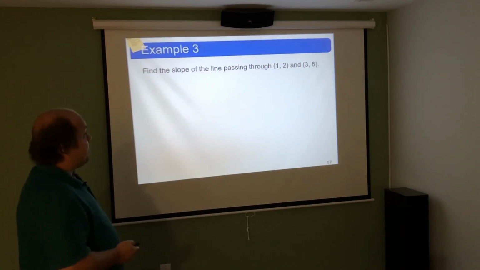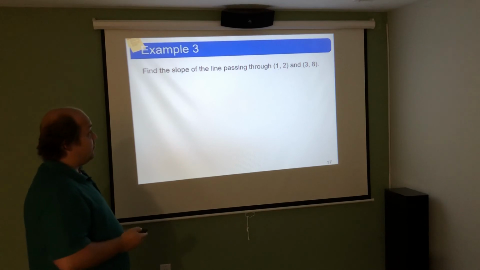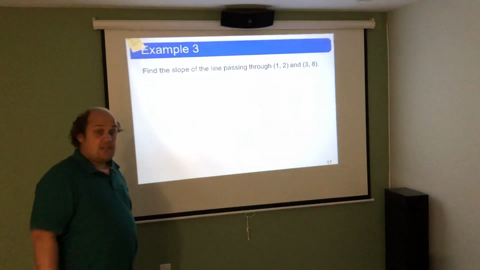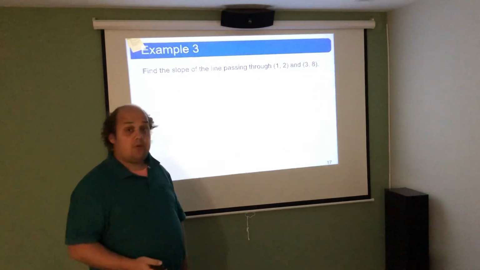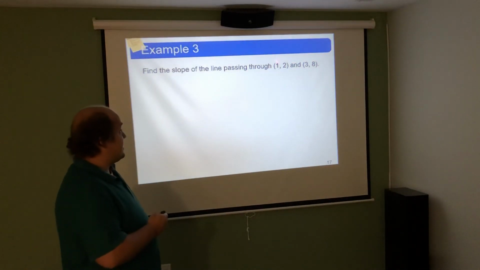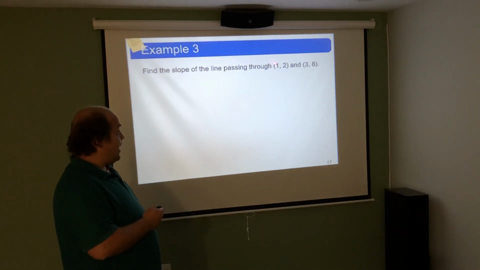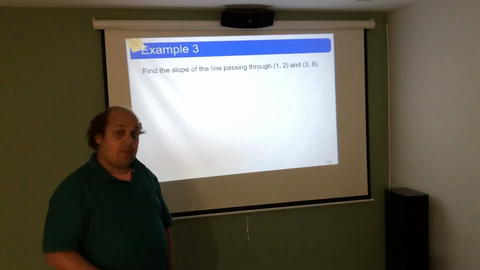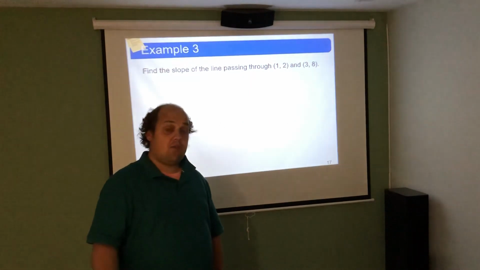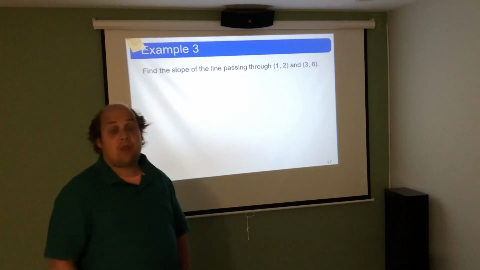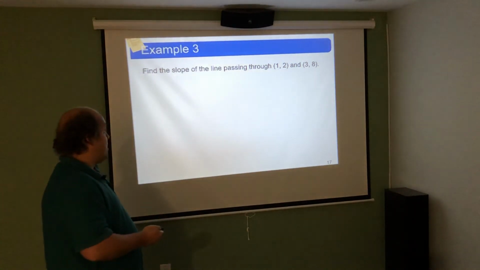Find the slope of the line passing through (1, 2) and (3, 8). I recommend, as you're first learning this formula, that you label your points. So I would first say above 1, x1, above 2, y1, above 3, x2, and above 8, y2. If you have the points labeled properly and you have the formula in front of you, all you then need to do is plug in where the points go.